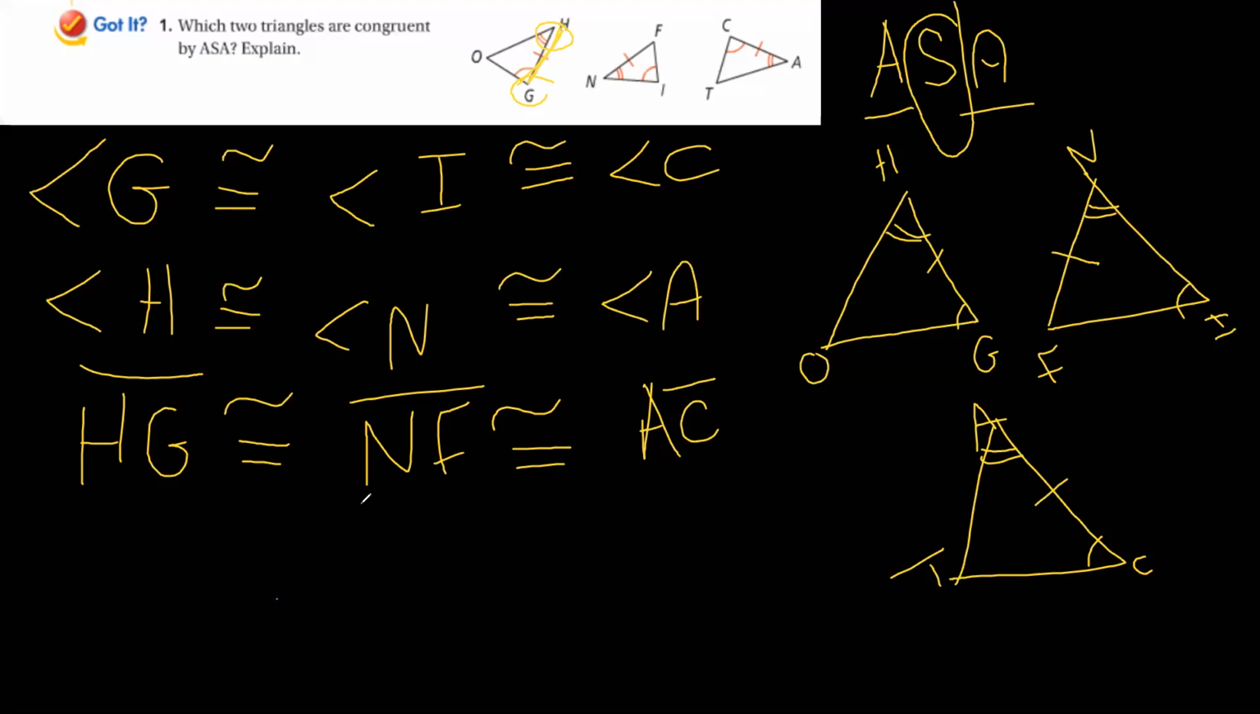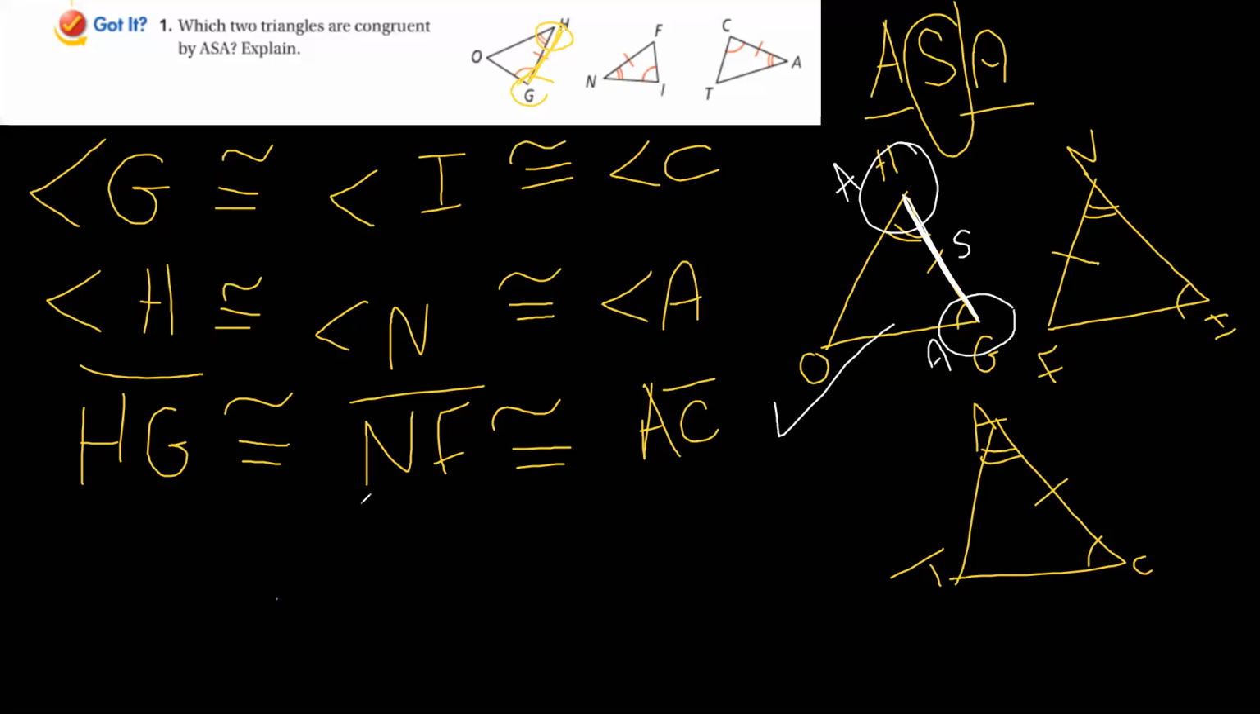Here we have angle G, and here we have angle H, and here we have this side. And this side is included between them. Can I use ASA? Yes, teacher. Here, angle, side, angle. So I can use it.